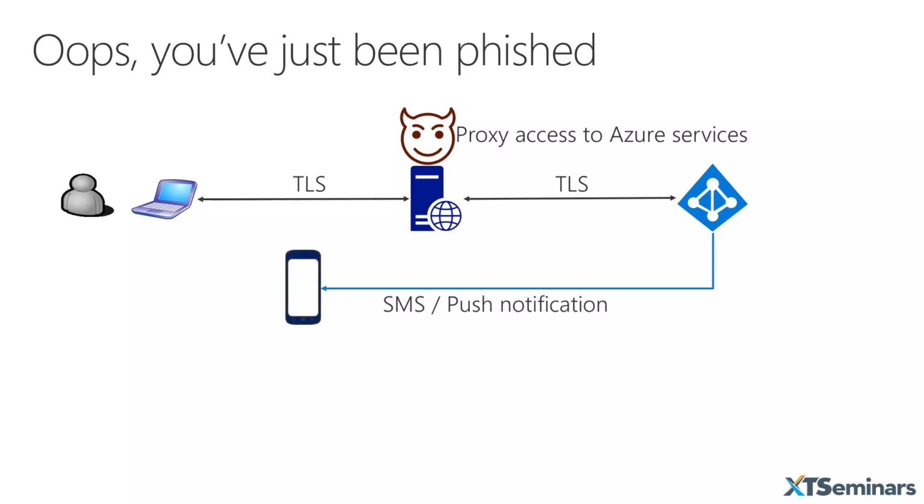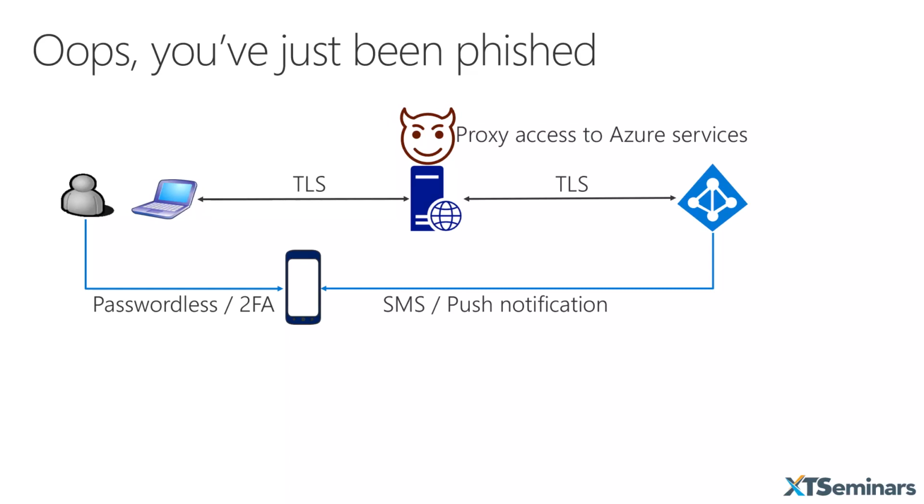The problem is that with MFA, we've got an SMS, we've got a push notification, and the user is going to respond to that. Even if we're using an SMS, we can gather the response from the user on the hacker's screen and pass it back to Azure. So there's no real prevention against a person-in-the-middle attack.